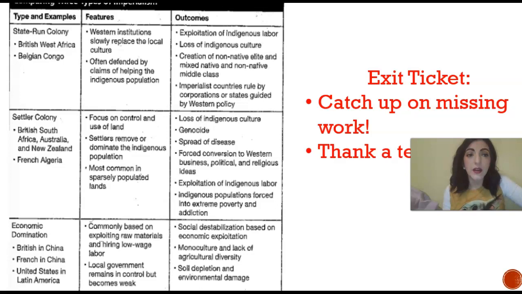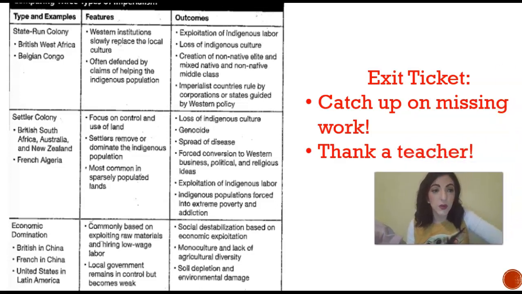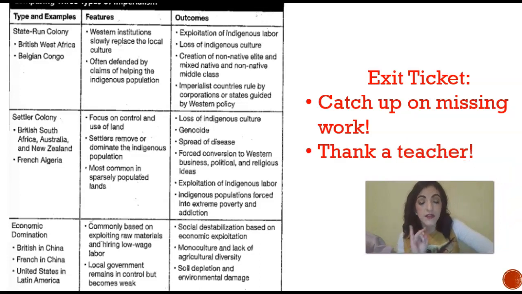Lastly, you have comparing three types of imperialism. So you have three different types. You have the state-run colony, you have the settler colony, and then you have economic domination. I'm going to leave that there for you. It basically breaks it down by everything that we talked about.